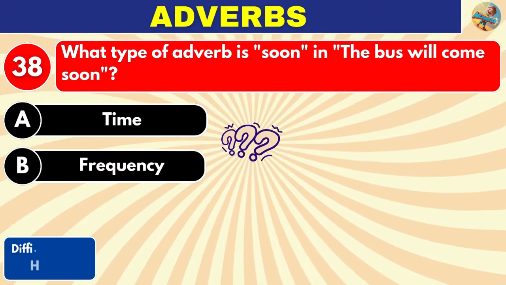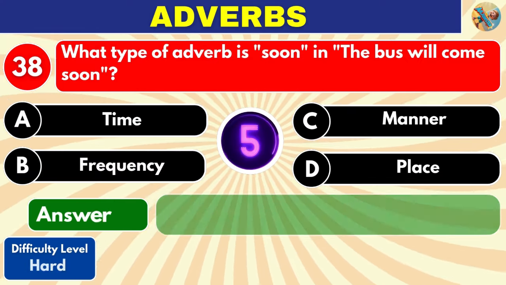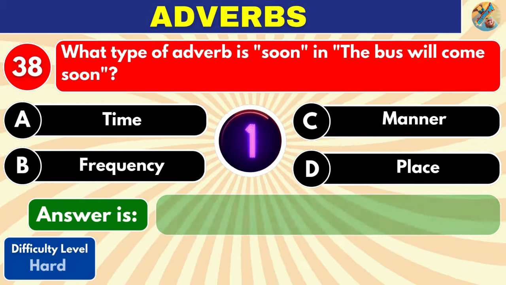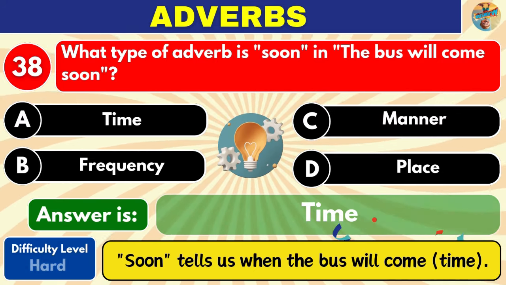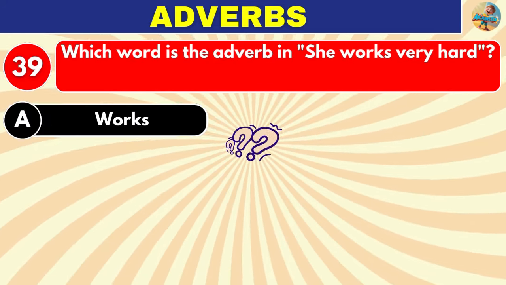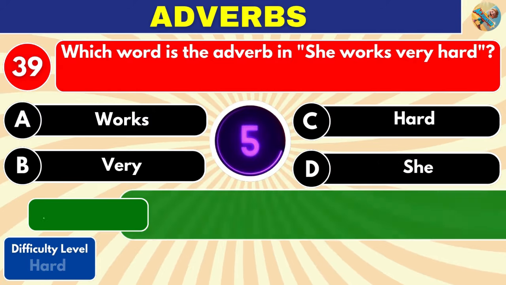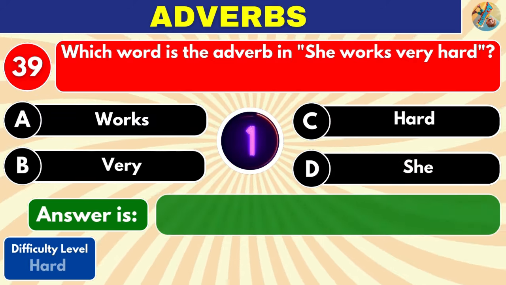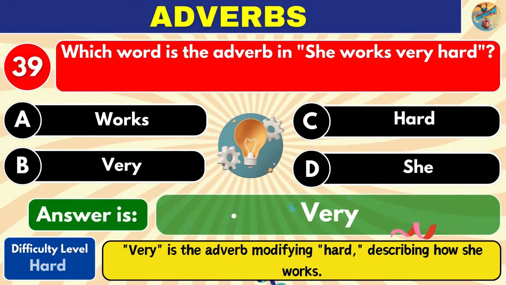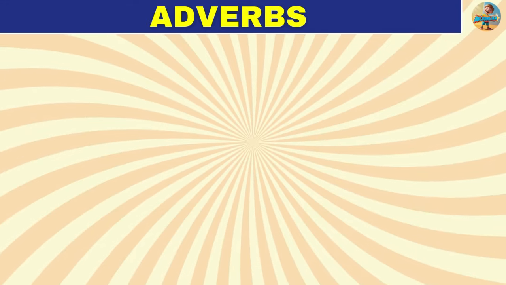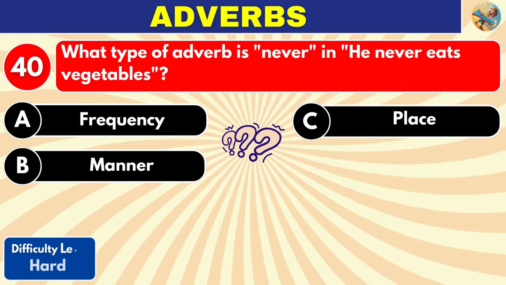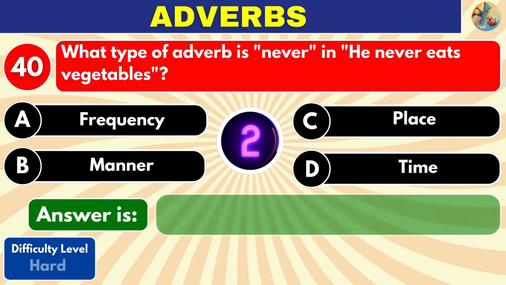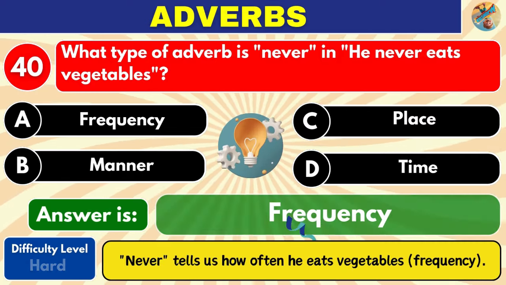Question 38 is what type of adverb is soon in the bus will come soon? Answer 38 is adverb of time. Question 39 is which word is the adverb in she works very hard? Answer 39 is very. Question 40 is what type of adverb is never in he never eats vegetables? Answer 40 is frequency.